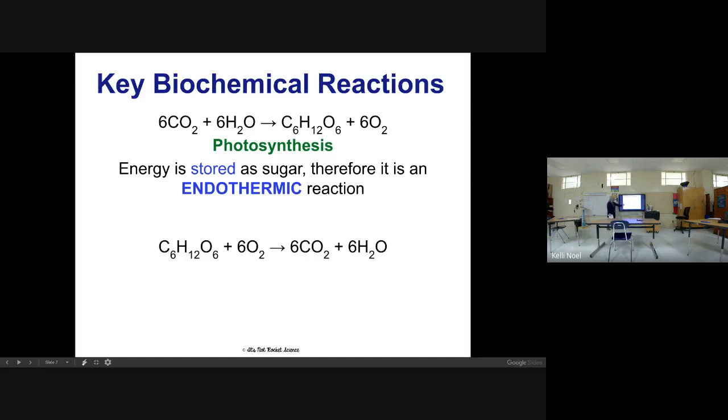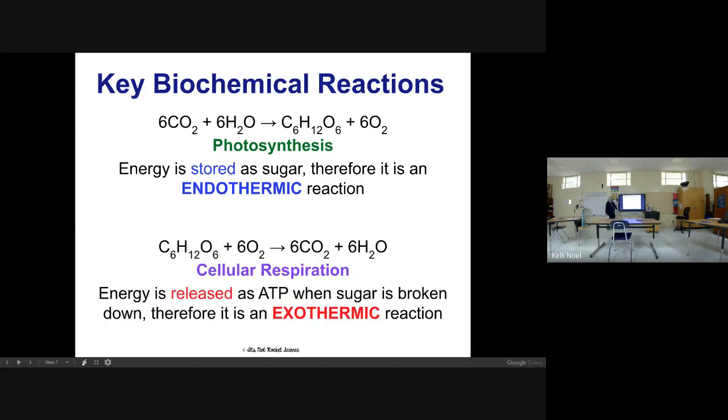So endothermic. This one is cellular respiration. And if you look at the two chemical equations, notice that they are reverse of each other. So this time you're taking the glucose molecule, it's being broken down to release ATP, which is a form of energy our body uses, and it is exothermic because it's releasing energy. We'll have a whole unit on just those two processes.